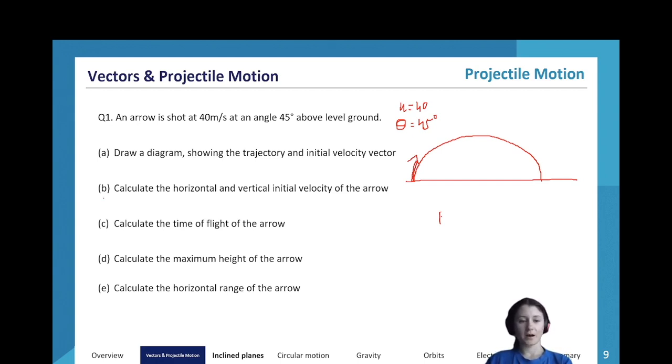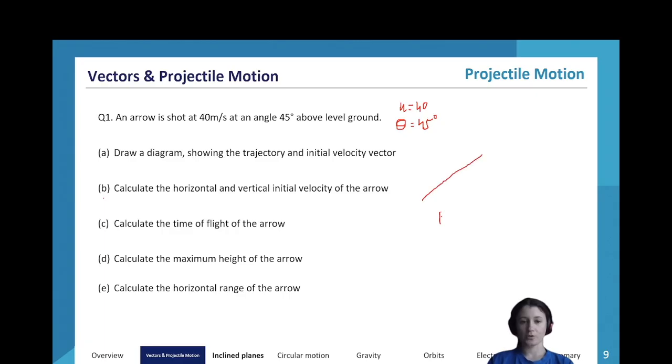Alright, so part B is to calculate the horizontal and vertical initial velocity of the arrow. This is something that's really important to know how to do. It's really important that you understand this and that you memorize this, because this is something that you will almost definitely come across in an exam or an external. What this means is it's asking you to consider the initial velocity of the arrow and figure out what part of that is horizontal and what part of that is vertical. So what you need to do here is what we call vector resolution.